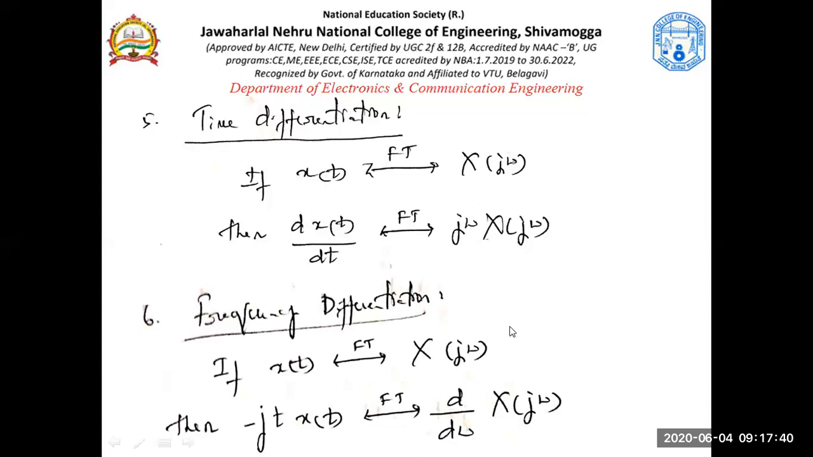So what will happen if you have this differentiation in frequency? That will result in minus jt in time domain. It is minus jt in time domain, whereas it is plus j omega in frequency domain to differentiate time. Just compare these two and remember this, which should help you if you're asked to solve the problem by using the properties of Fourier transform. Understand?